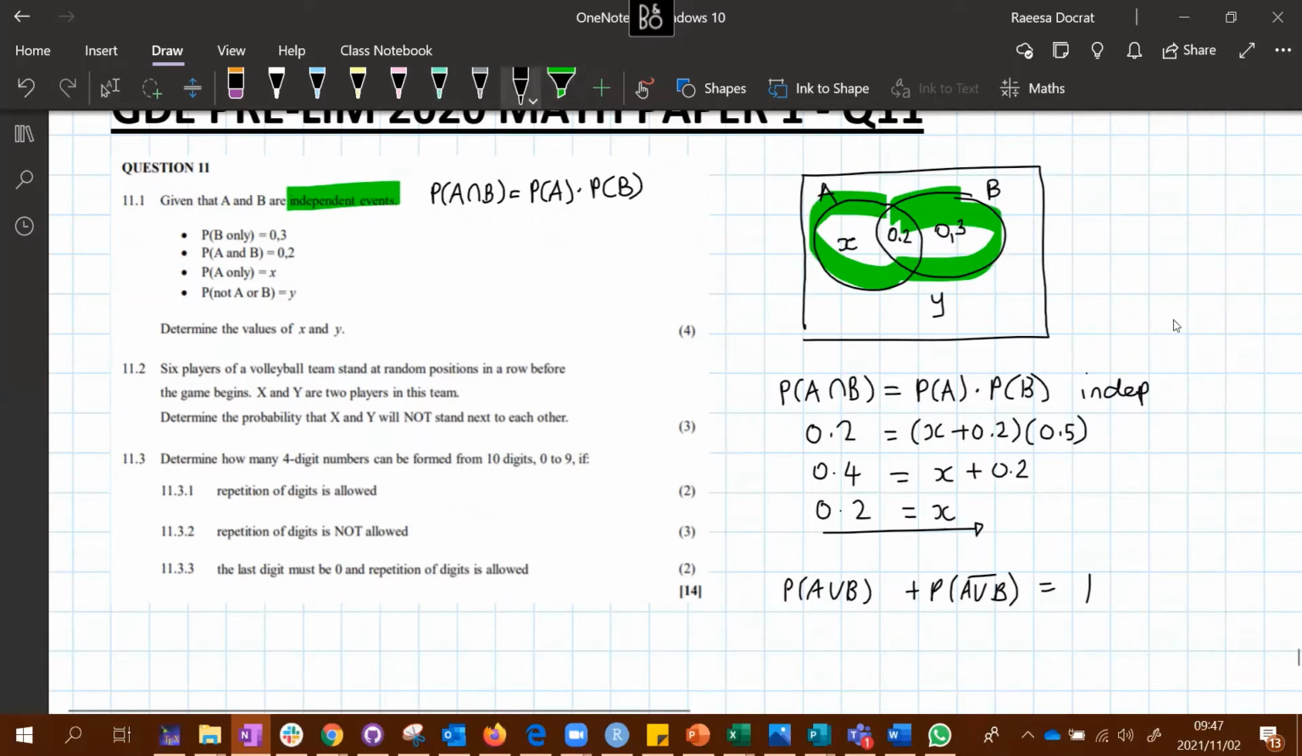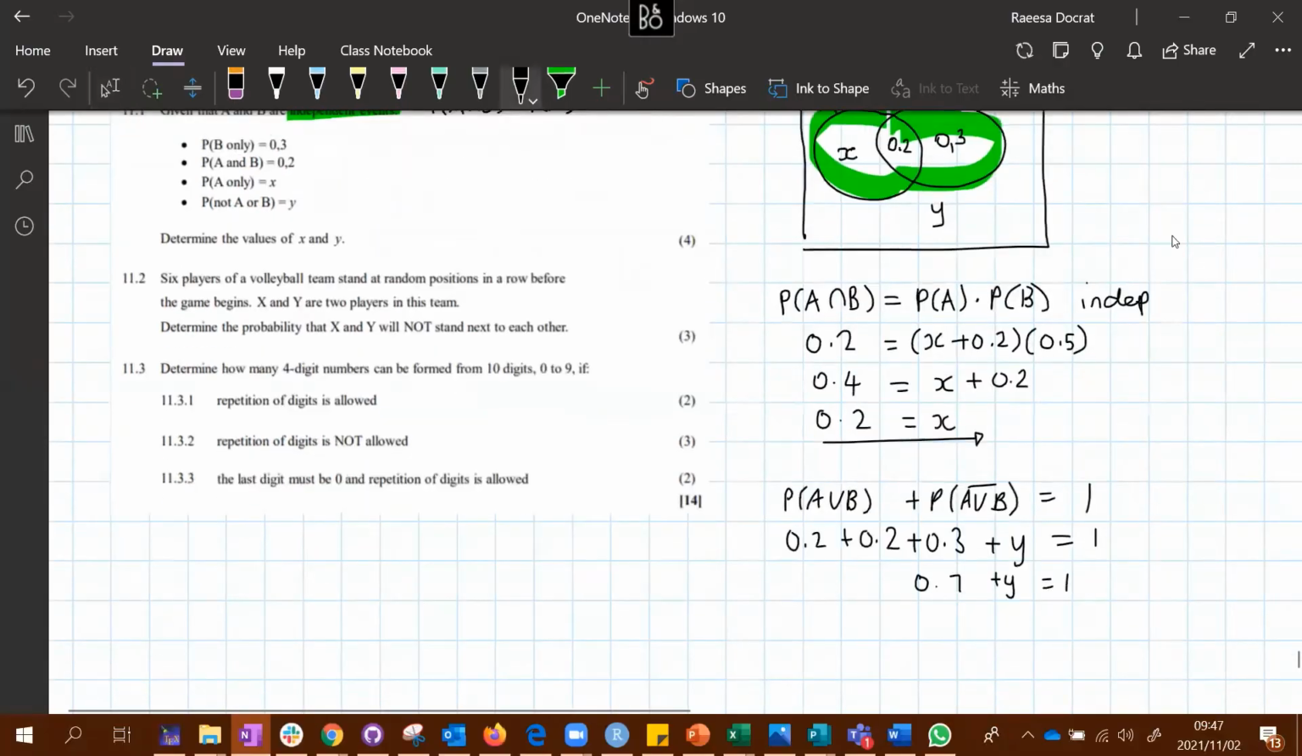So it's the X, which was 0.2, plus the A and B, which is 0.2, plus the B only, plus the A and not B, the not A or B, which is the Y, and that's equal to 1. So what we have is 0.7 plus Y is equal to 1. So then solving for Y, we get Y is 0.3. I hope that you've understood this question. Let us move on to the next one.